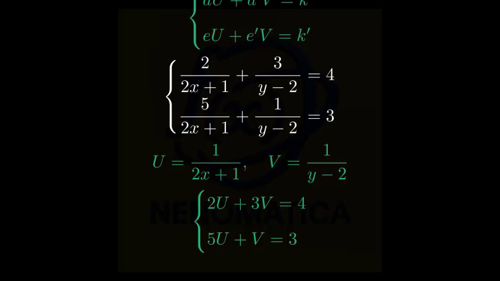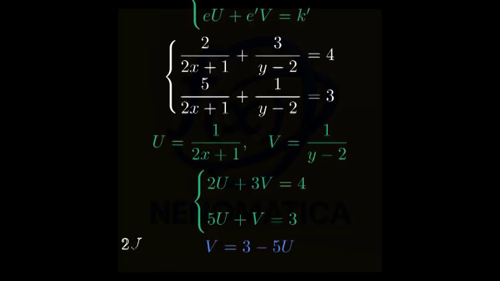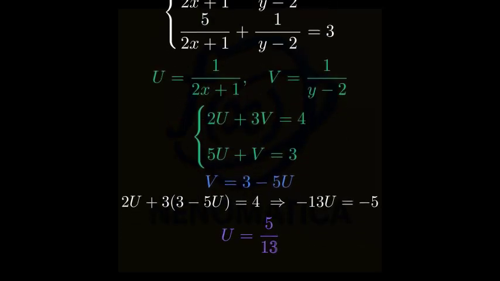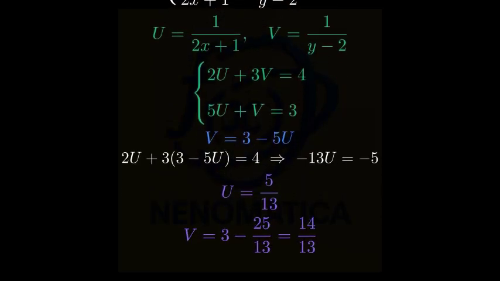From the second equation, v equals 3 minus 5u. Substitute into the first: 2u plus 3 times parenthesis 3 minus 5u equals 4. That gives negative 13u equals negative 5, so u equals 5 over 13. Then v equals 3 minus 25 over 13, which is 14 over 13.